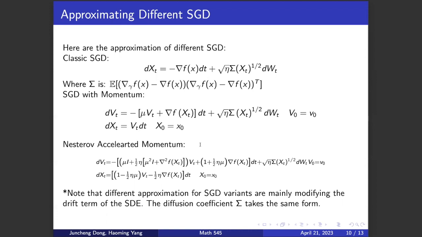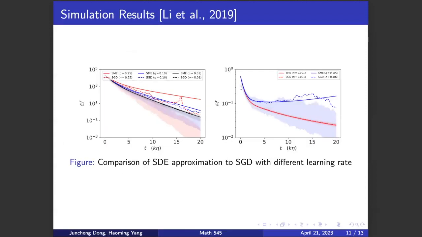to calculate the gradient. And then for SGD with momentum, we add an additional momentum term as mu of V_t. And then for Nesterov accelerated momentum, we have not only just the V_t here, but we also have a second order term that is sort of like the acceleration. Note that all of these have essentially the same diffusion coefficient, sigma of X_t, defined here.